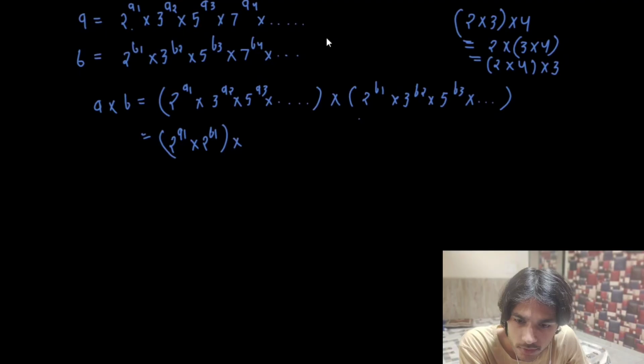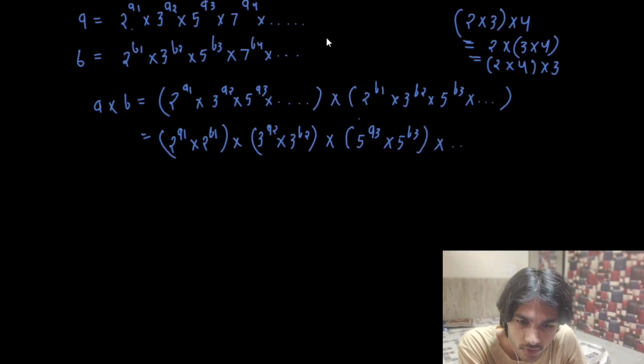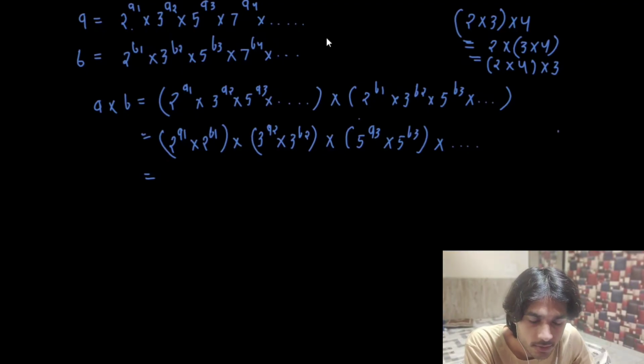So in the same way, I'm going to get 2^A1 multiplied by 2^B1. I'm going to multiply them first, then 3^A2 multiplied by 3^B2, then 5^A3 multiplied by 5^B3, and in the same way we're going to multiply the remaining primes with respect to their powers. So when I write 2 to the power p multiplied by 2 to the power q, if the base is the same, the powers get added, right?